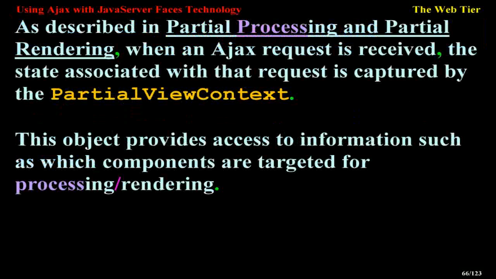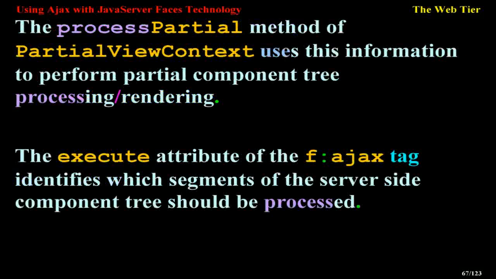As described in partial processing and partial rendering, when an Ajax request is received, the state associated with that request is captured by the PartialViewContext. This object provides access to information such as which components are targeted for processing. The processPartial method of PartialViewContext uses this information to perform partial component tree processing. The execute attribute of the Ajax tag identifies which segments of the server-side component tree should be processed.